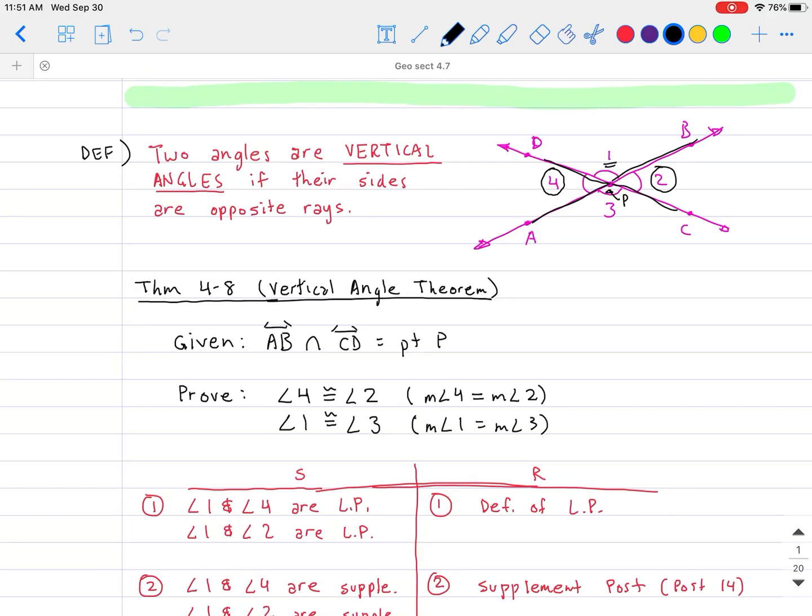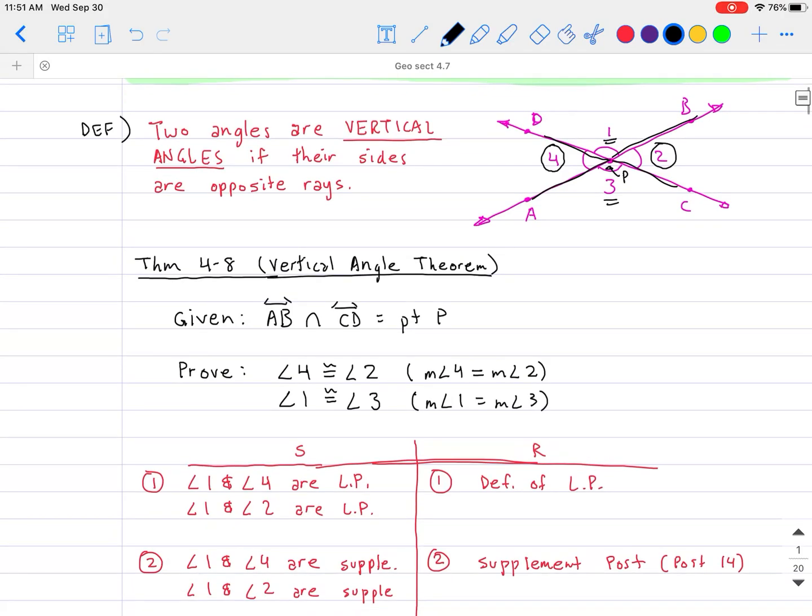Similarly, I can say that 1 and 3 are also vertical angles because, once again, DPB and APC, if you look at their sides, form opposite rays as well. If you haven't noticed already, we can go a little further. These vertical angles are congruent to each other. That is to say, angle 1 is the same as angle 3, and angle 4 is the same as angle 2. We're going to do a proof of that, and that's what theorem 4.8, also known as the vertical angle theorem, is about.